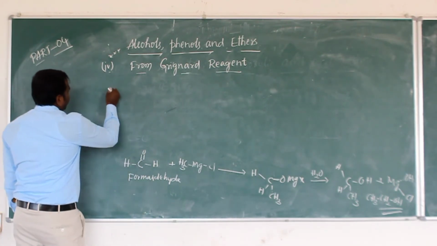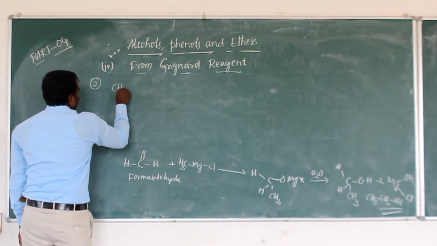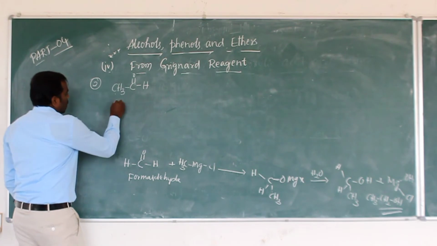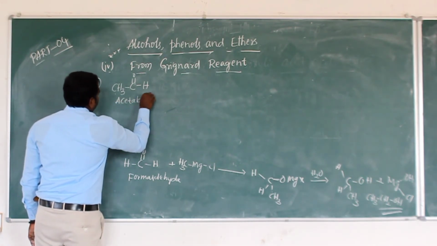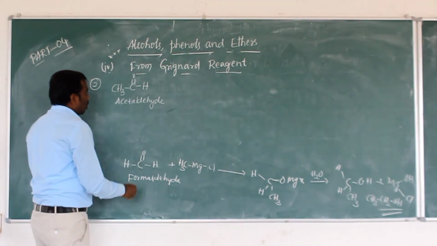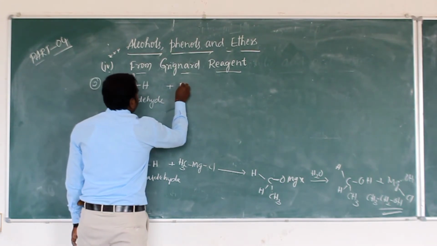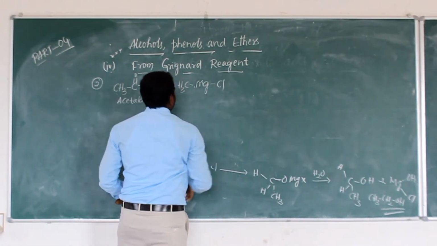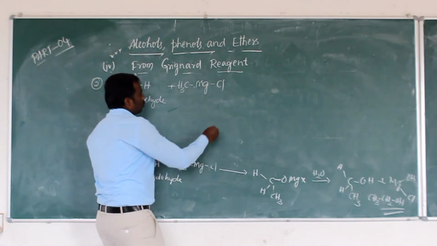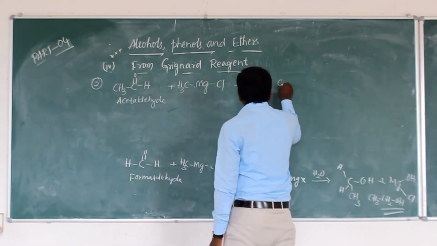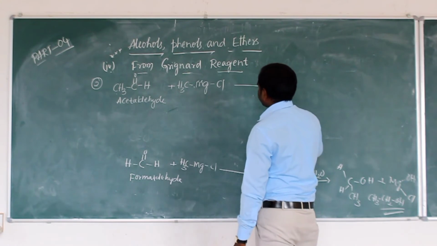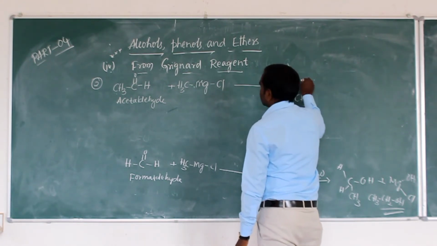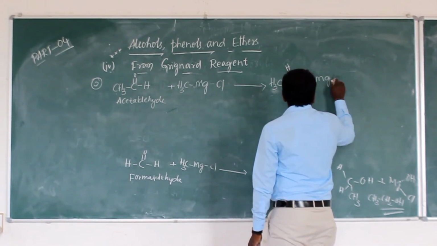See here, for example, the second example is CH3 C double bond O H, that is CH3CHO. It means acetaldehyde. Right? When acetaldehyde reacts with the Grignard reagent, CH3MgCl, methyl magnesium chloride, okay, to form CH3 CH(CH3) OMgCl, right?